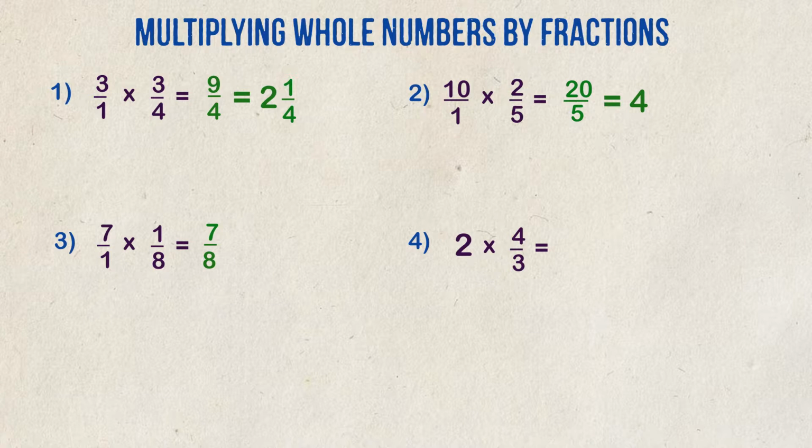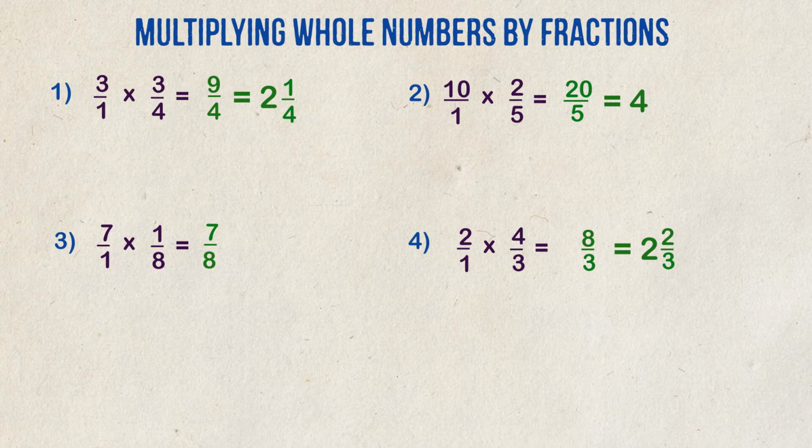Example 4. Multiply 2 times 4/3. This example shows a whole number times an improper fraction. The process is exactly the same. We rewrite 2 to be 2 over 1 times 4/3. 2 times 4 is 8. 1 times 3 is 3. 8/3 is our answer, which can be changed to a mixed number by dividing 3 into 8. 3 goes into 8 2 times with 2 left over. That 2 goes over our denominator, and our answer is 2 2/3.